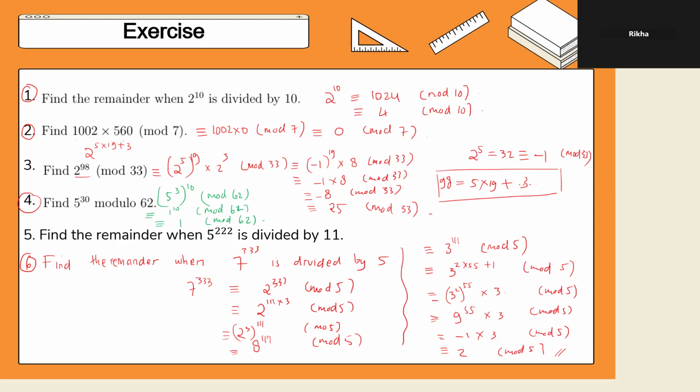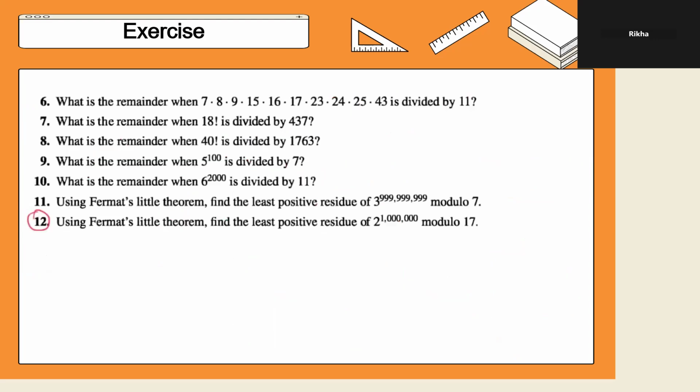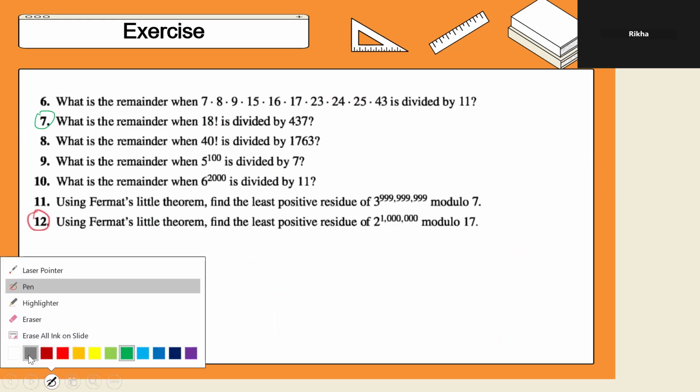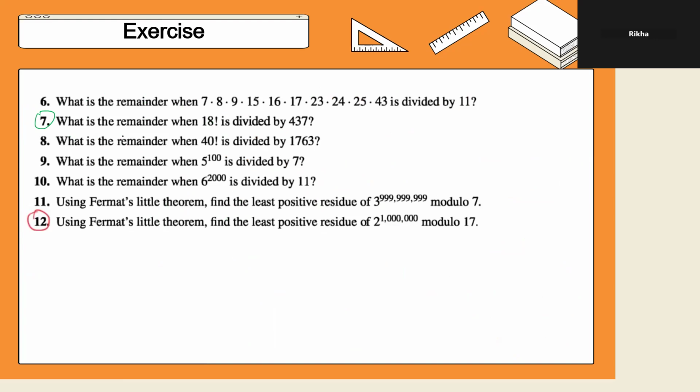Okay. Any questions so far, guys? No? Let's continue ya. Nah, ini mungkin yang faktorial, biar kita bisa apply tadi Wilson's theorem. Yang faktorial, let's say number 18 ya. Let's discuss yang 18 factorial ini. Jadi number 7. What is the remainder of 18 factorial that is being divided by 437? Ini kebesaran ya kayaknya ya.